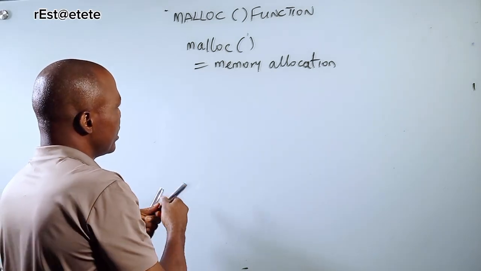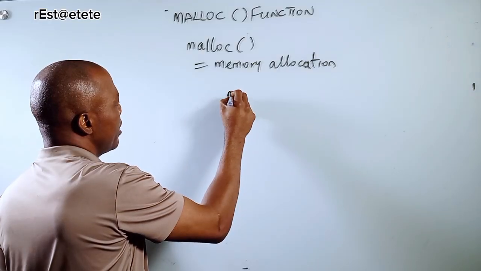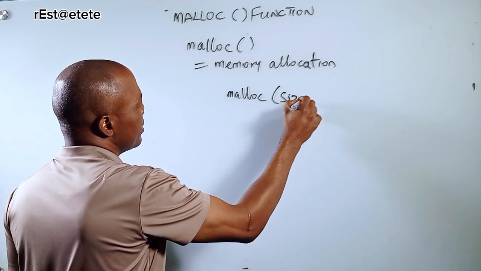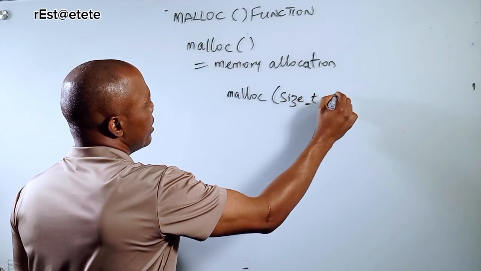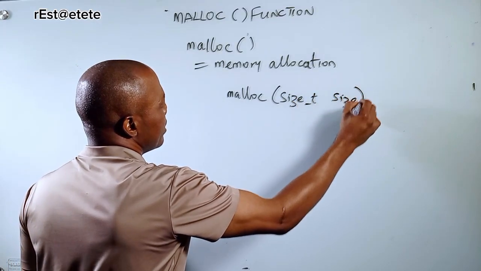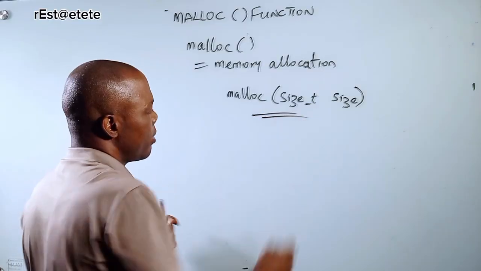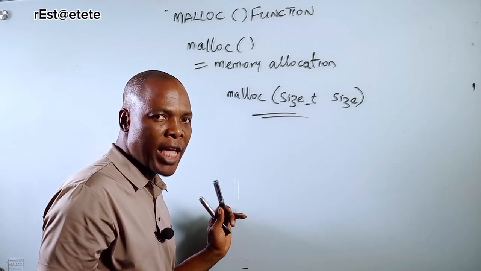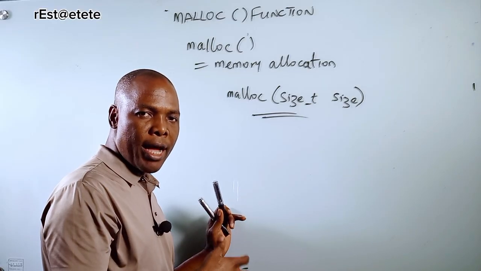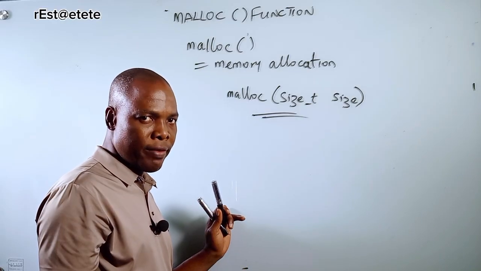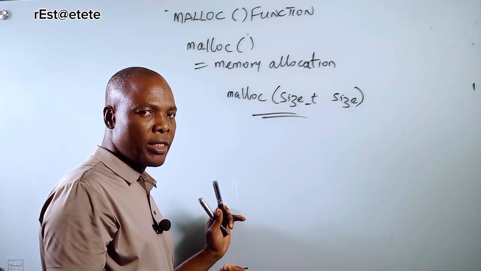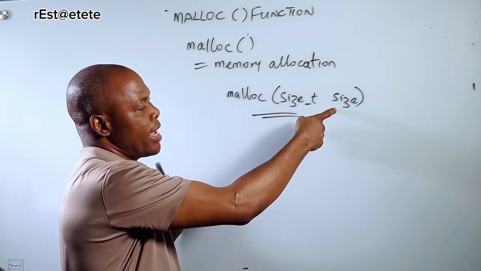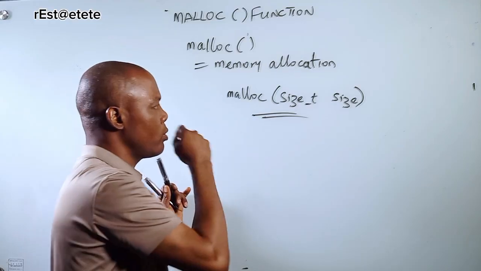The syntax for this malloc is simply malloc, size_t, then size, right? This is how you are going to write it, because size_t is what? Unsigned integer. The memory size can never be a negative value, right? It has to be unsigned. It cannot be negative. So if I put an integer here directly as the size, it will be a problem.